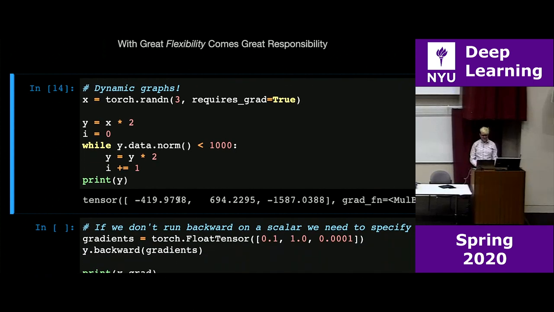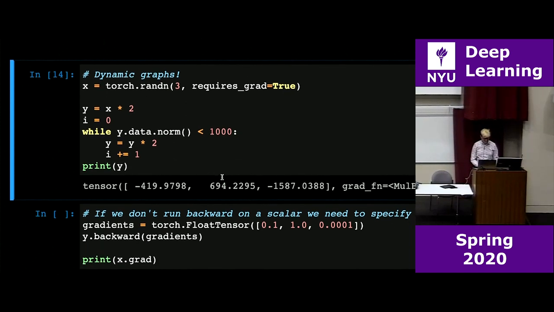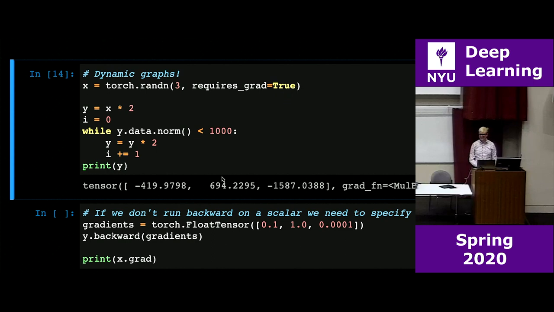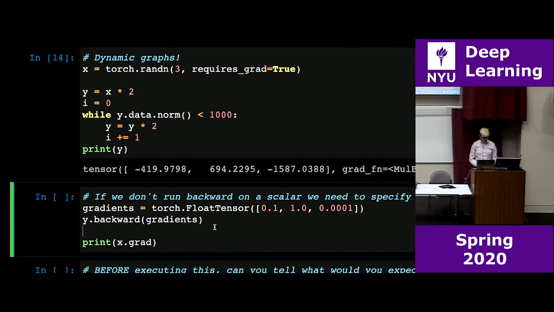So these are the final values of y. Can you tell me how many iterations we ran? The mean is still less than 1,000, so it must be over. So the mean of this is actually lower than 1,000, yeah? But I'm asking whether you know how many times this loop went through. No. Good. Why? Because you don't know, it's random, right? It's a bad question. Okay, about bad questions, next time I have something for you. So I'm going to be printing this one.